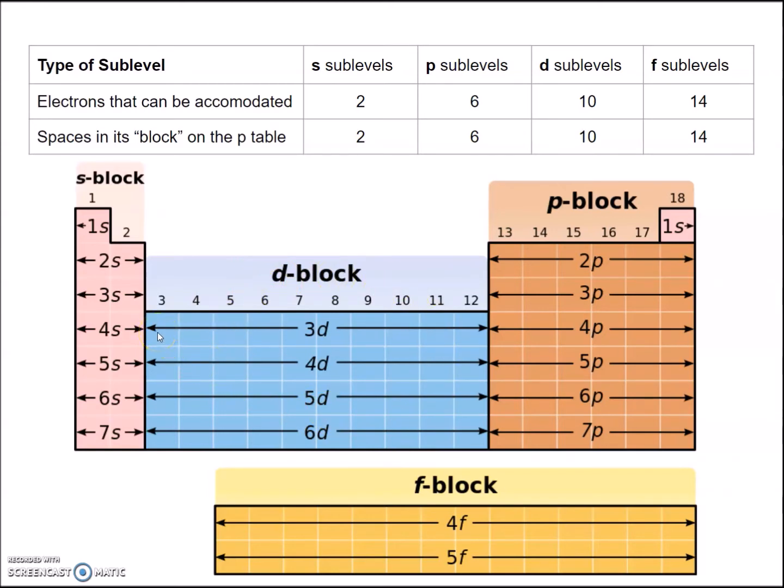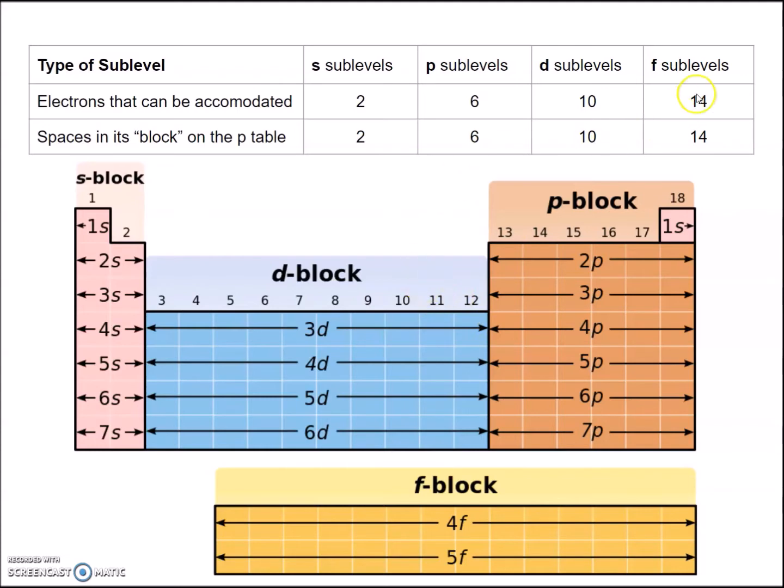Count with me. How many spaces wide is the D block? 1, 2, 3, 4, 5, 6, 7, 8, 9, 10. It is not an accident that the D block is 10 spaces wide. 10 electrons can be accommodated in any D sublevel.